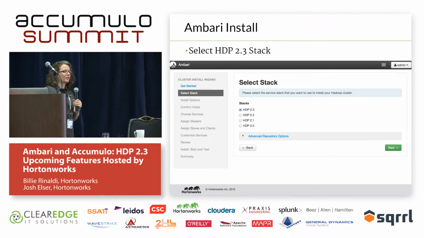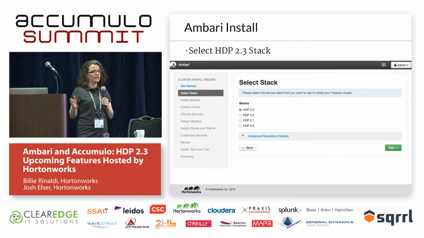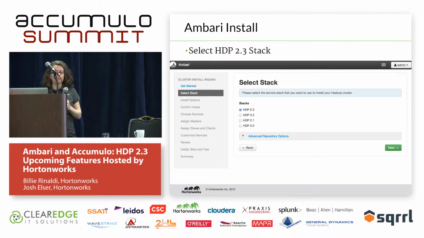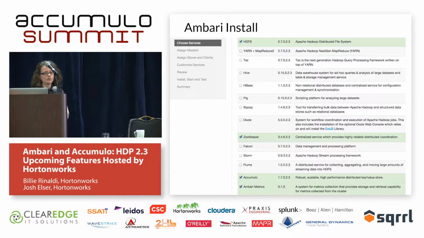So I'm not going to go through the entire Ambari installation process, but I'm going to show a couple of screenshots that highlight where the Accumulo support can be found now. When you select the stack to install, you'll want to select the HDP 2.3 stack. And then when you choose your services, Accumulo will now appear on the list of services to install. You'll at least also want to install HDFS and Zookeeper, which Accumulo requires, and Ambari Metrics if you want to use the Ambari Metrics System for collecting the Accumulo metrics.